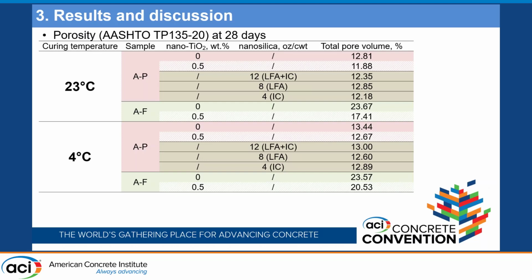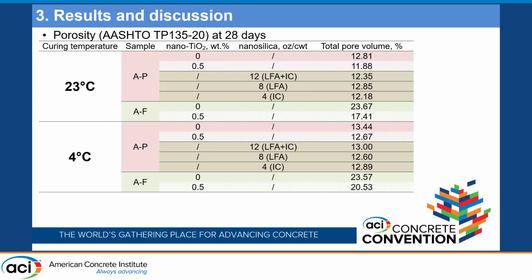And then we have also another concrete, in which we increased the water cement ratio a little bit because some of the nanomaterials that we are adding, nano-silica, required a little bit higher water cement ratio in order to maintain the workability. And again, we've done it at two different temperatures, 23 and 4 degrees Celsius.